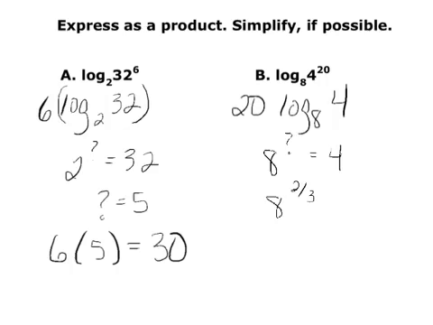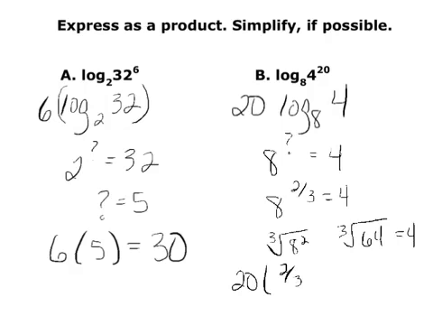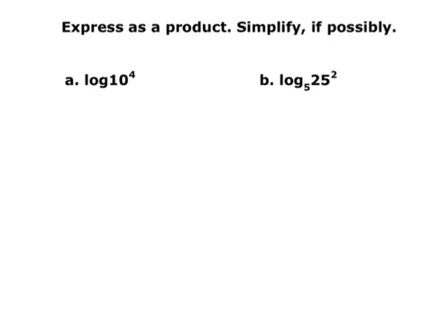So this is the same as the cube root of 8 squared. Okay, the cube root of 64 equals 4. So your question mark equals 2/3. So 20 times 2/3 is 40/3. That is your final answer, just like 30 is your final answer. Okay, try these on your own and then come back and check your answer.